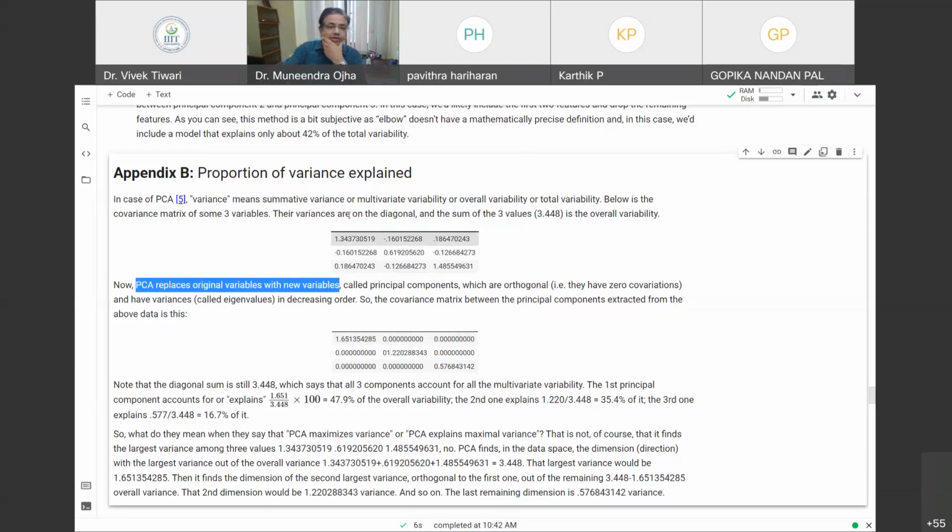Sorry, this is the covariance matrix of some three variables. The variables are not given. So you see, this value is the covariance between the first and second variable, and this other value is the same, the covariance of the second and first. Likewise, this is first and third, and this is third and first, so again these values are the same.